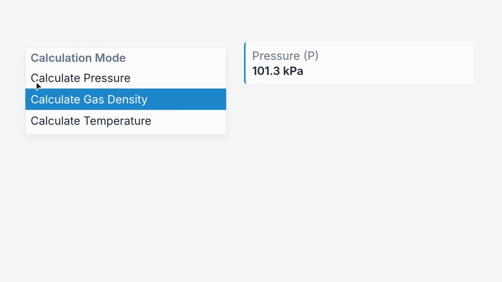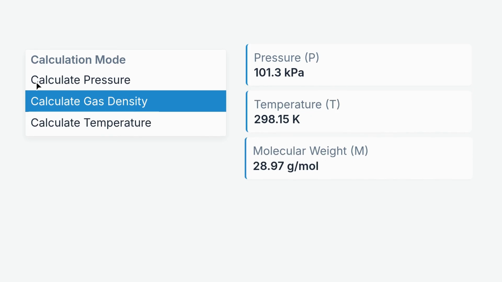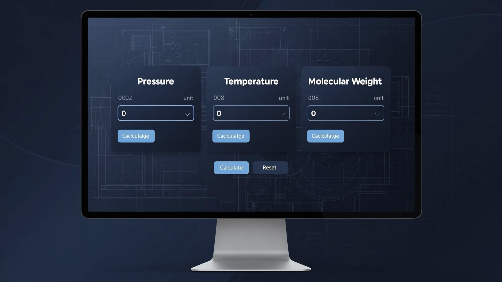Next, we have pressure P in kilopascals, temperature T in Kelvin, and molecular weight m in grams per mole. The calculator also includes density ρ in kilograms per cubic meter, mass m in kilograms, and volume φ in cubic meters. These last 3 become inputs or outputs depending on your calculation mode.